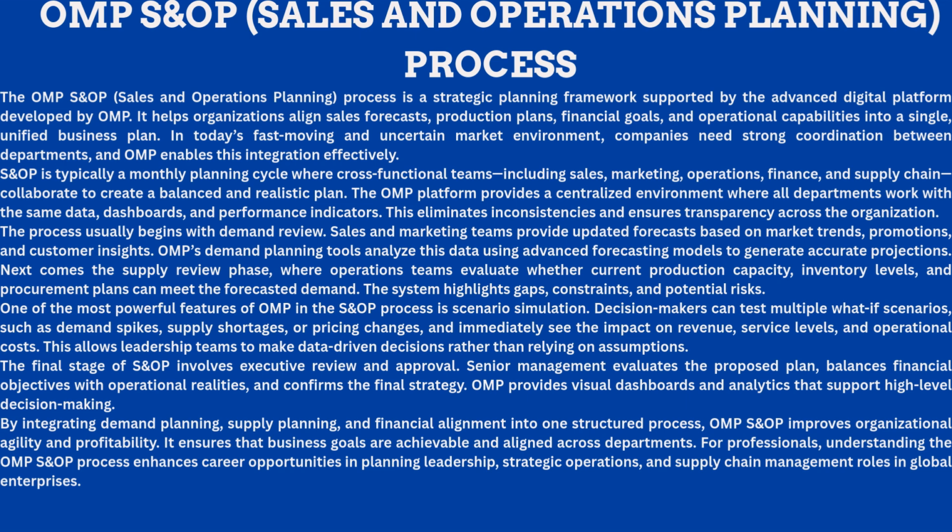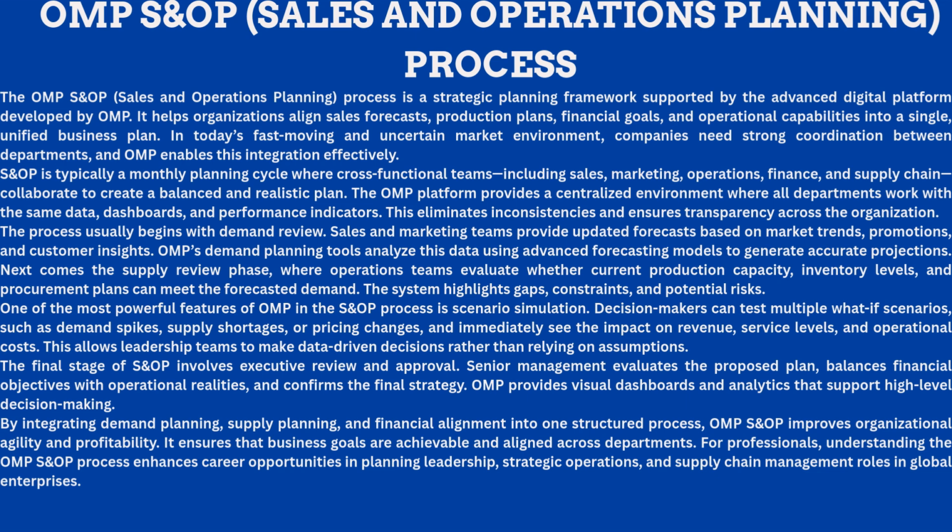OMP/S&OP, Sales and Operations Planning Process. The OMP/S&OP, Sales and Operations Planning Process is a strategic planning framework supported by the advanced digital platform developed by OMP. It helps organizations align sales forecasts, production plans, financial goals, and operational capabilities into a single, unified business plan. In today's fast-moving and uncertain market environment, companies need strong coordination between departments, and OMP enables this integration effectively.